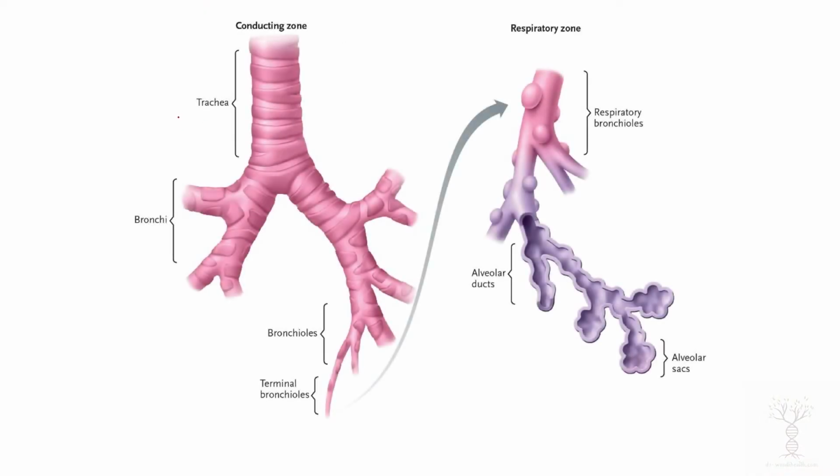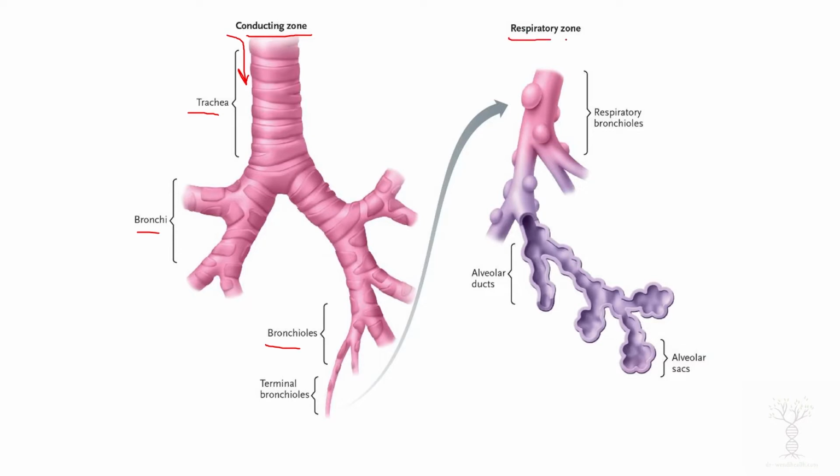Starting up here with the trachea, air is moving in from the upper respiratory structures down into the trachea and the bronchi and then the bronchioles. Now, these structures are conducting structures, meaning they don't allow for gas exchange. They just allow for the movement of air to get to the smaller structures.